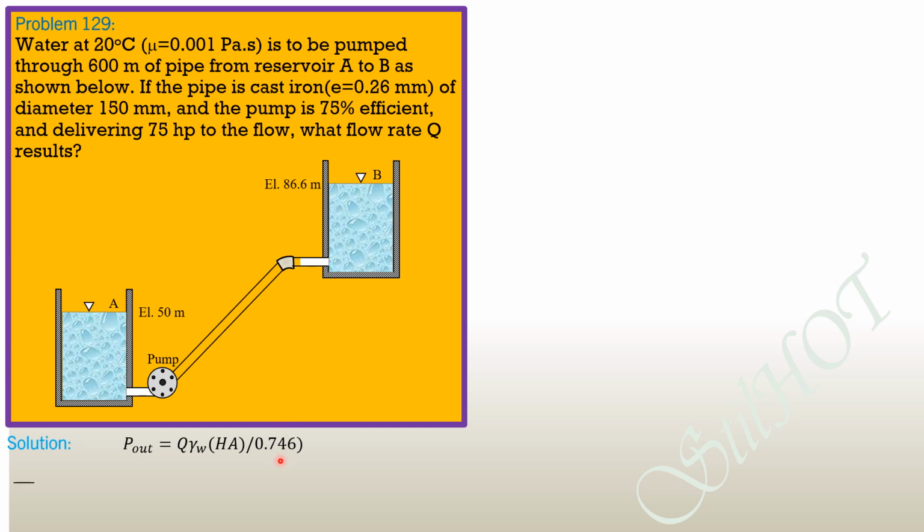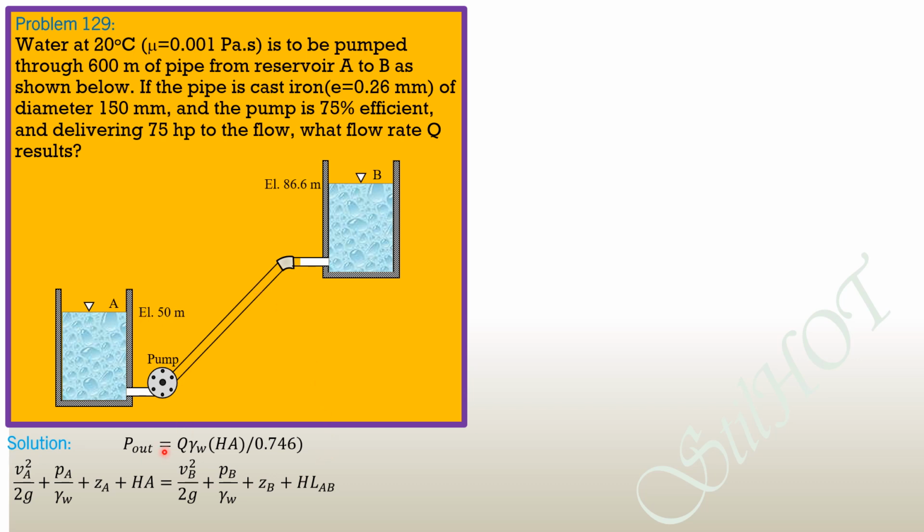So writing the energy equation between point A and point B on the water surfaces of the reservoirs: velocity head, pressure head at A, elevation head plus head added equals velocity head at B, pressure head at B, elevation head at B, then plus head lost from A to B. So our datum is chosen at elevation 0.